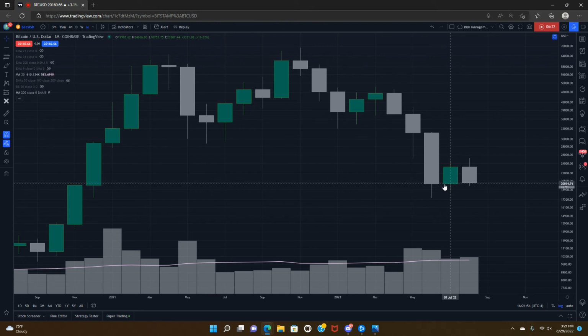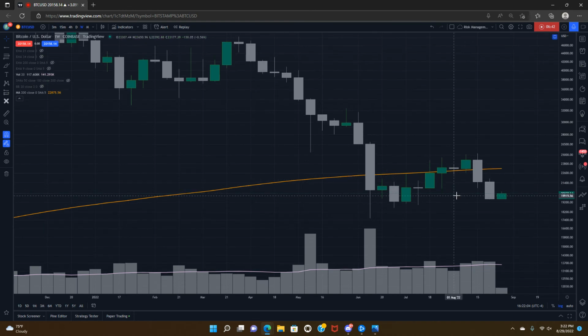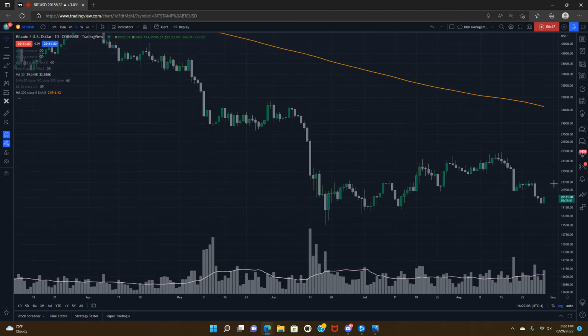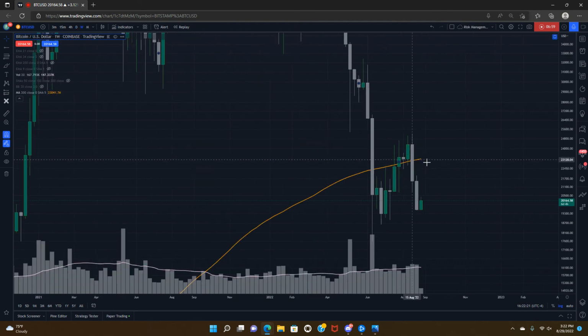ultimately, if this ends up being a test of the monthly low, rallies back up, that would look okay from a monthly perspective. It would be a sign that buyers are stepping in at this historical level, pushing price up. But again, with this break of structure, it's very difficult to get incredibly bullish based on price action alone.